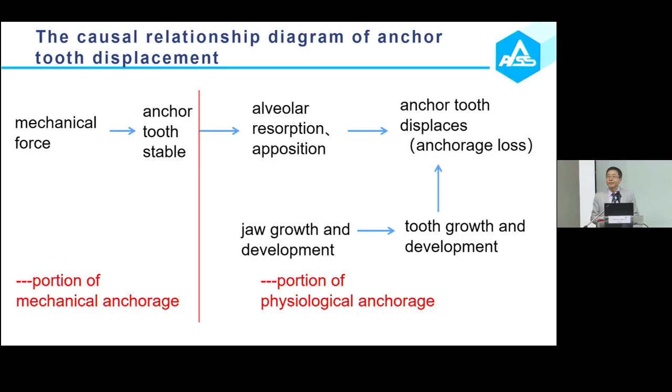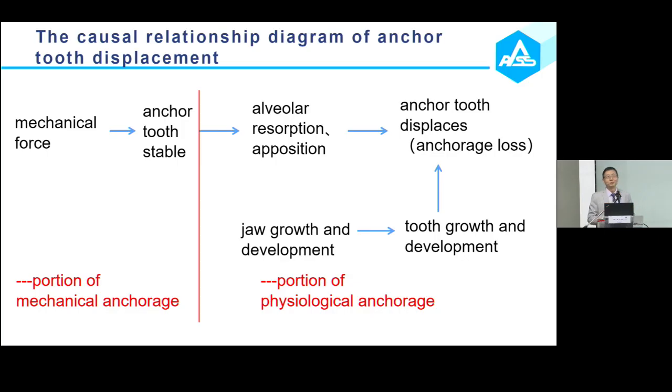Mechanical anchorage loss is understood by the general public. It's just a matter of bigger tooth over smaller tooth, more teeth over fewer teeth, right? But we orthodontists are professionals. We should know more about physiological anchorage. If you can understand this causal relationship diagram of anchor molar displacement, your knowledge about anchorage control will be raised to a higher level.